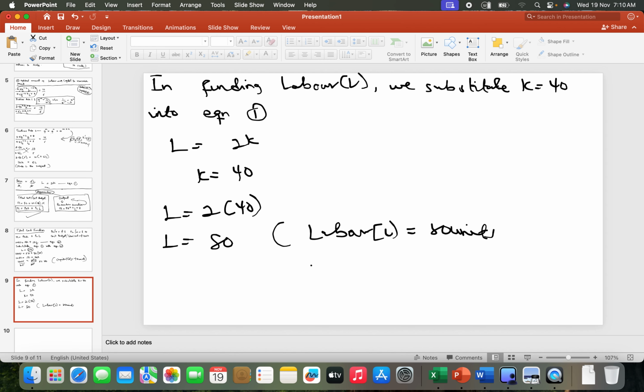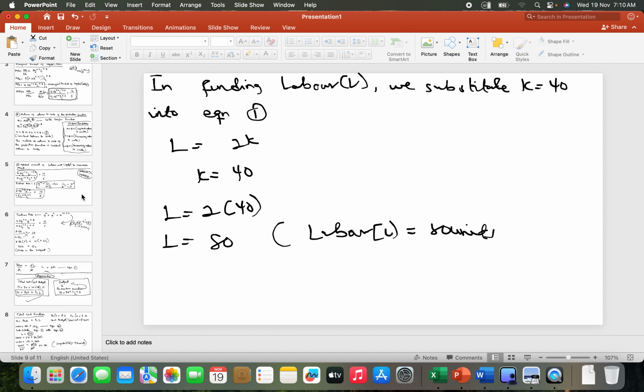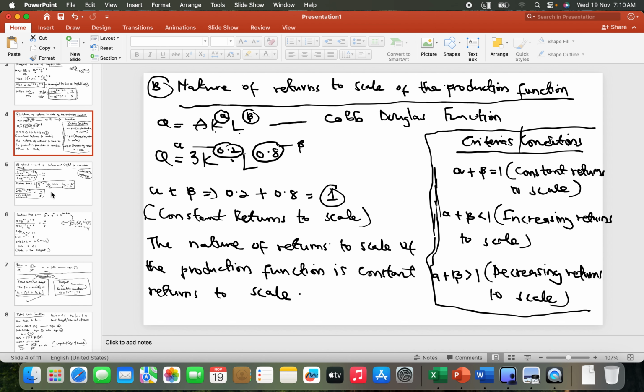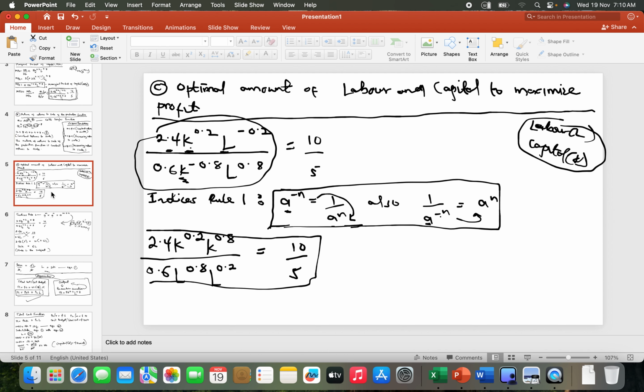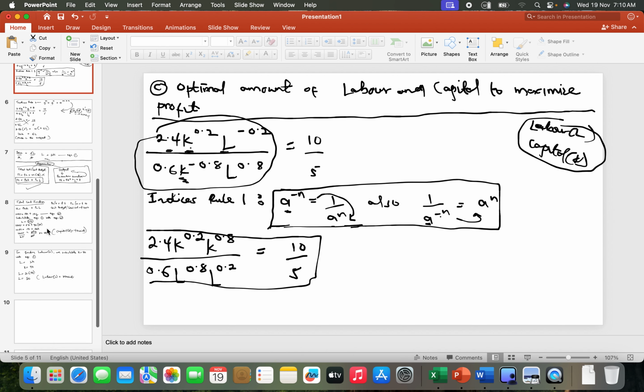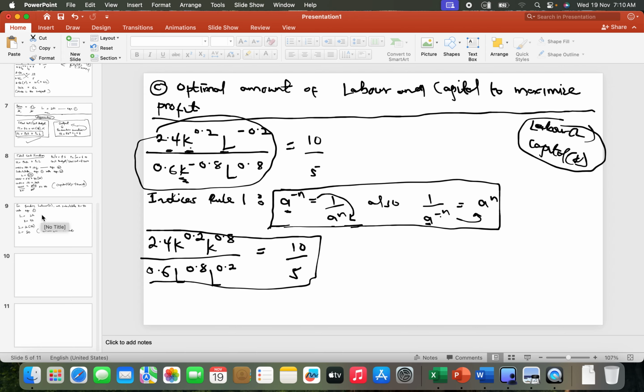So we move to the next question. That's all for the C part of the question. Optimal amount of labor and capital that maximizes profit. So let's move to the next question.